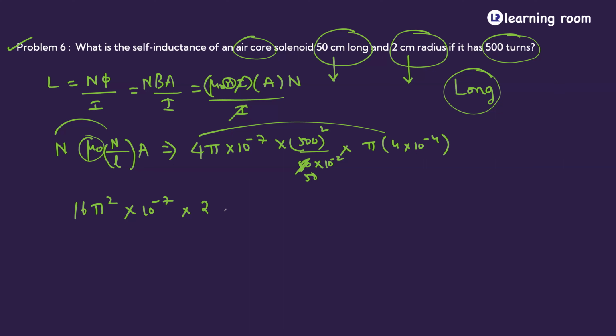It is 25 into 10 power 4 divided by 50 into 10 power minus 2. Right? 10 power minus 7 into 10 power 4 is going to be 10 power minus 3... so 50 will get cancelled 2 times, so 2 will cancel the 16 8 times. So 8 pi square into 10 power minus 7 into 10 power 2. It is going to be 10 power minus 5 Henry. Got it? So 8 pi square into 10 power minus 5 Henry.